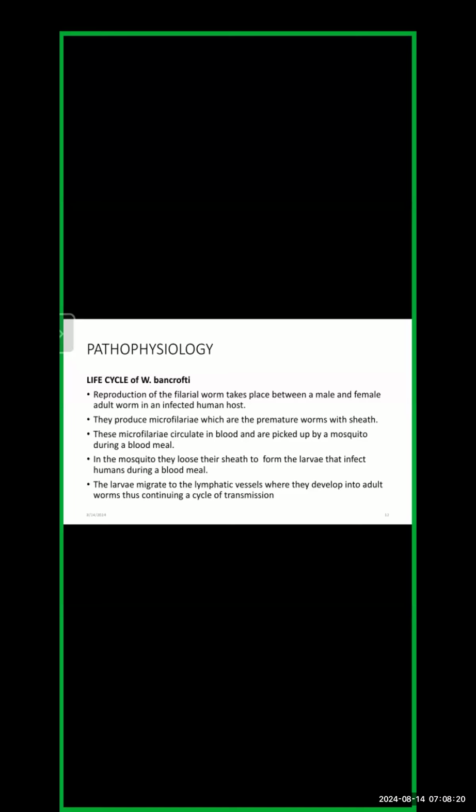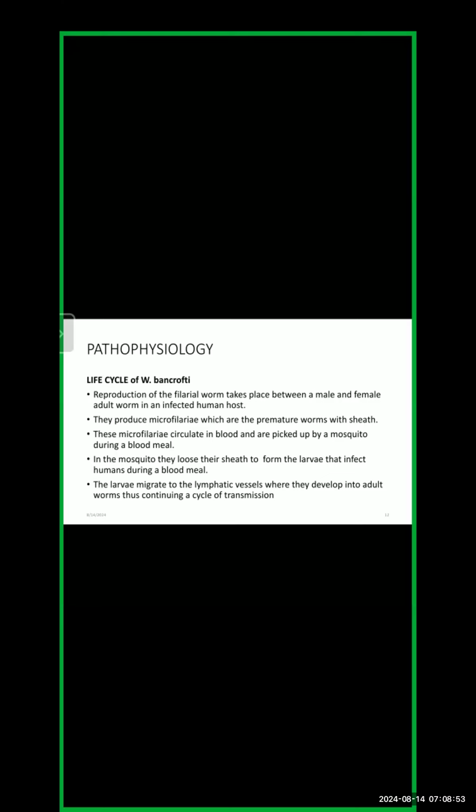So the life cycle usually takes place between a male and female adult worm in the infected human host. They produce microfilariae, which are premature worms with sheaths. And this sheath helps them to move within the vessels and the lymphatic system. So the microfilariae circulate in blood and are picked up by the mosquito during a blood meal, and they lose their sheaths to form the larvae that infect humans during a blood meal.